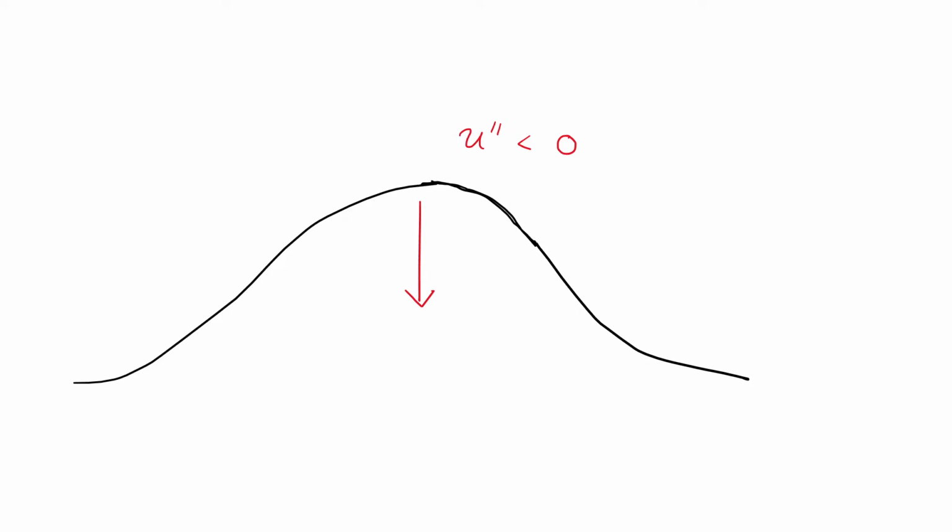In the situation depicted here, however, we also have a force due to the curvature pushing the string downwards. And that force will be proportional to the second derivative of u. Now let's have a look at an example.